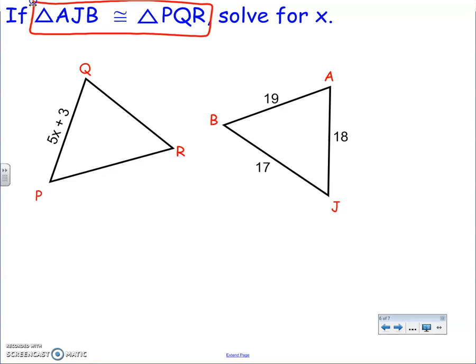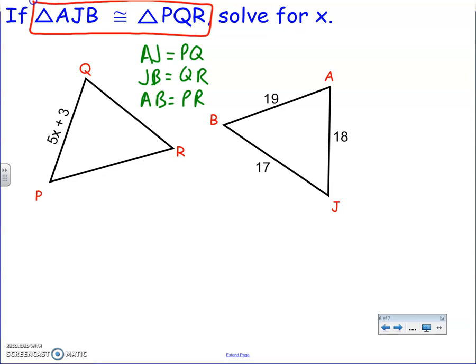Now because we have sides, I'm just going to do the side equations. I'm not going to write all 6. So AJ, I'll write here. A to J is supposed to be the same as P to Q. J to B is the same as Q to R. And A to B is the same as P to R. So first and second equals first and second. Second and third equals second and third. First and third equals first and third.